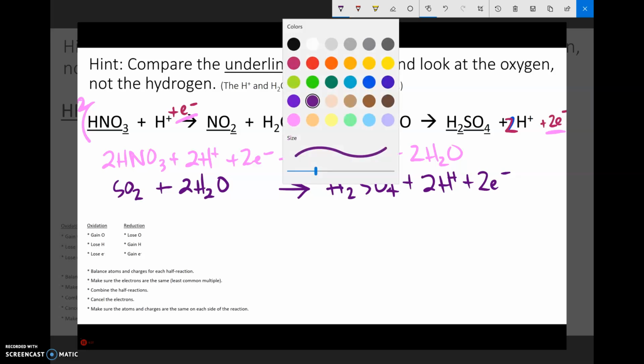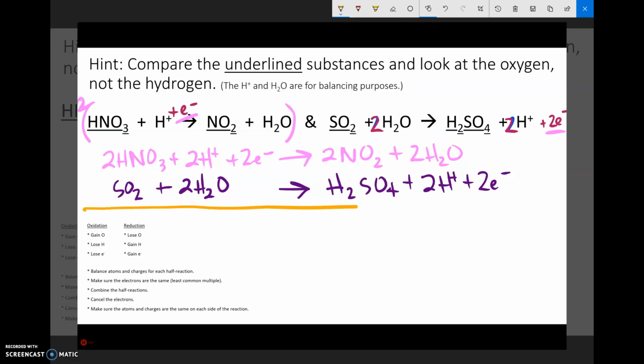Okay, now we're going to combine these. We're going to cancel out anything that is the same but on opposite sides, so like a reactant and a product, and they have to be in different half reactions. So right here, notice how we have 2 electrons, 2 electrons. That's the whole point of making our electrons the same. Okay, and then anything else that's the same we can either reduce or cancel, or you can leave it alone.